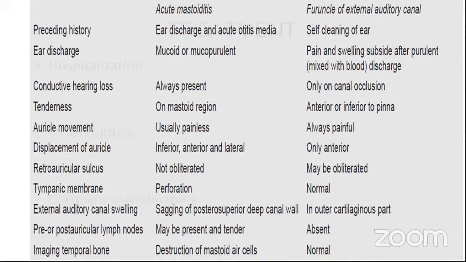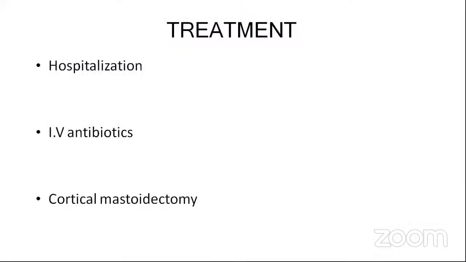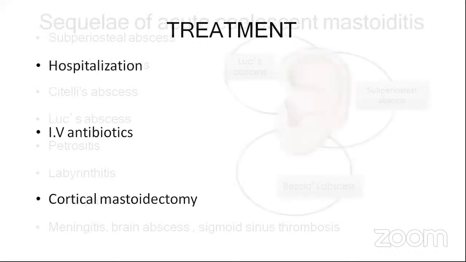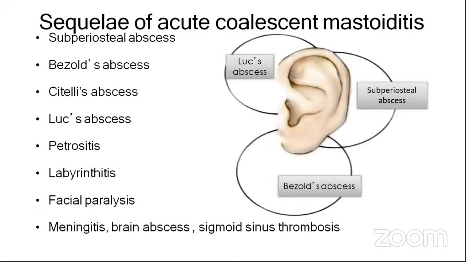Moving on to the treatment of acute mastoiditis, you have to admit the patient when it is severe. Hospitalization is required, IV antibiotics should be given, and if it is not subsiding with IV antibiotics, we have to go for cortical mastoidectomy. The complications of coalescent mastoiditis include subperiosteal abscess. The abscess from the mastoid region can drain into various other regions like the subperiosteal region, and it can go through the digastric tip to form Bezold abscess.